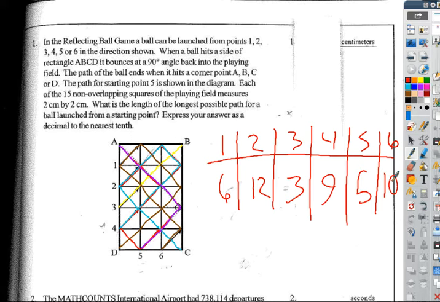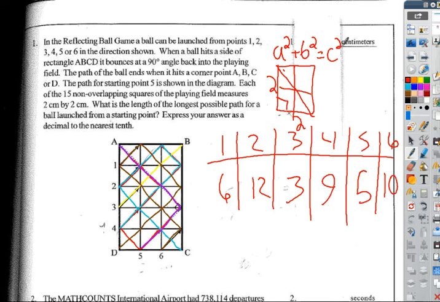Okay, so we know that each square is a 2 by 2, so let's just do that. We know that we're trying to get a diagonal. This is going to be a right triangle, and so it'll be 2, 2, and since it's a right triangle, we can do a squared plus b squared equals c squared, and a is going to be 2, so it's going to be 4, and then b is also going to be 2, so it's also going to be 4, equals c squared. So c squared is going to be 8, so that means c is 2 root 2.